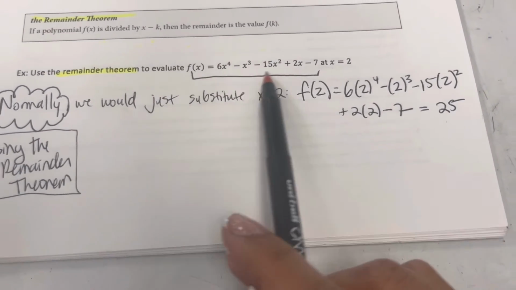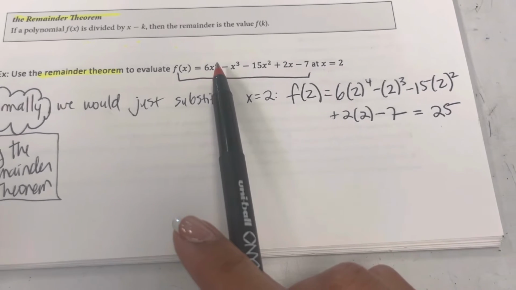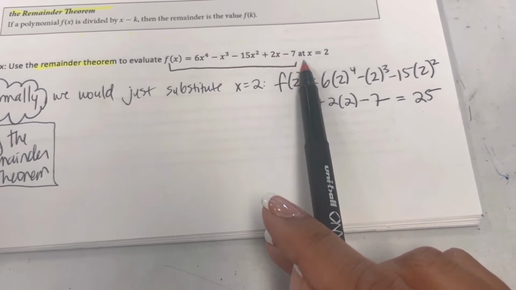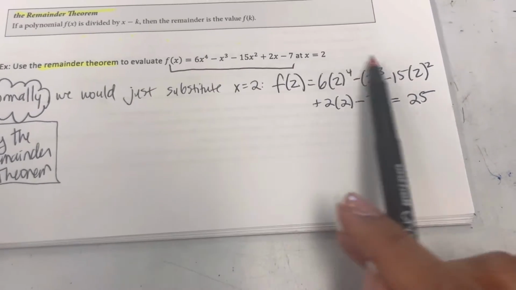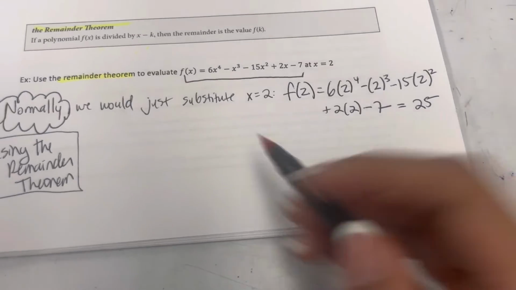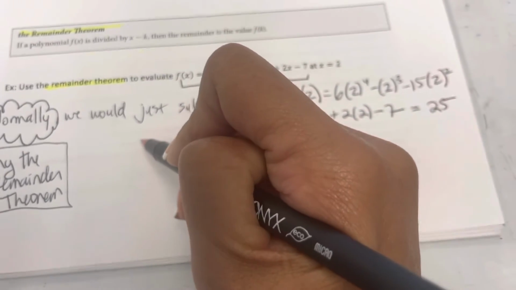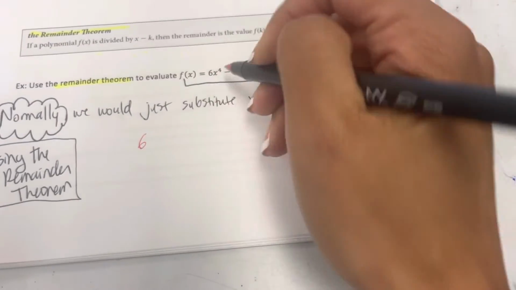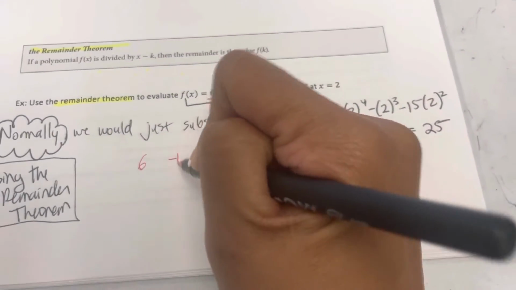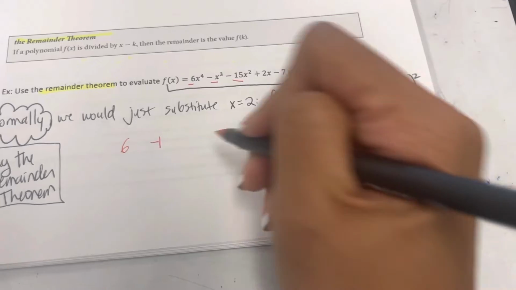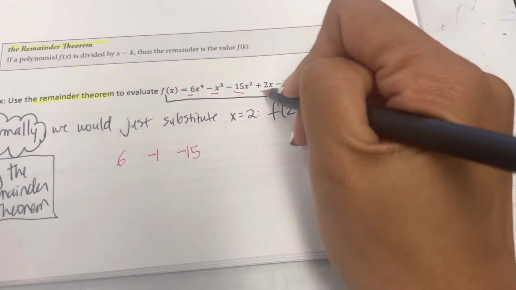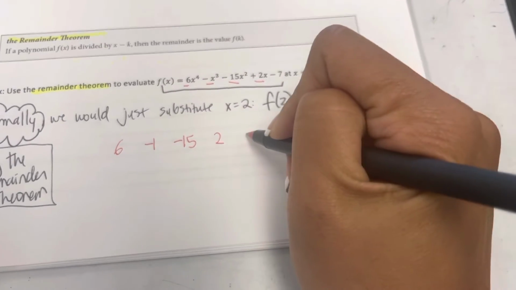What are the coefficients? Well, first of all, is it in order? 4, 3, 2, 1, constant. It is in order, so I don't need to change anything around. It's all good. So I'm going to write down these numbers. The first coefficient is 6. What is the next coefficient? -1, the next one, -15, the next one, 2, and the next one, -7.